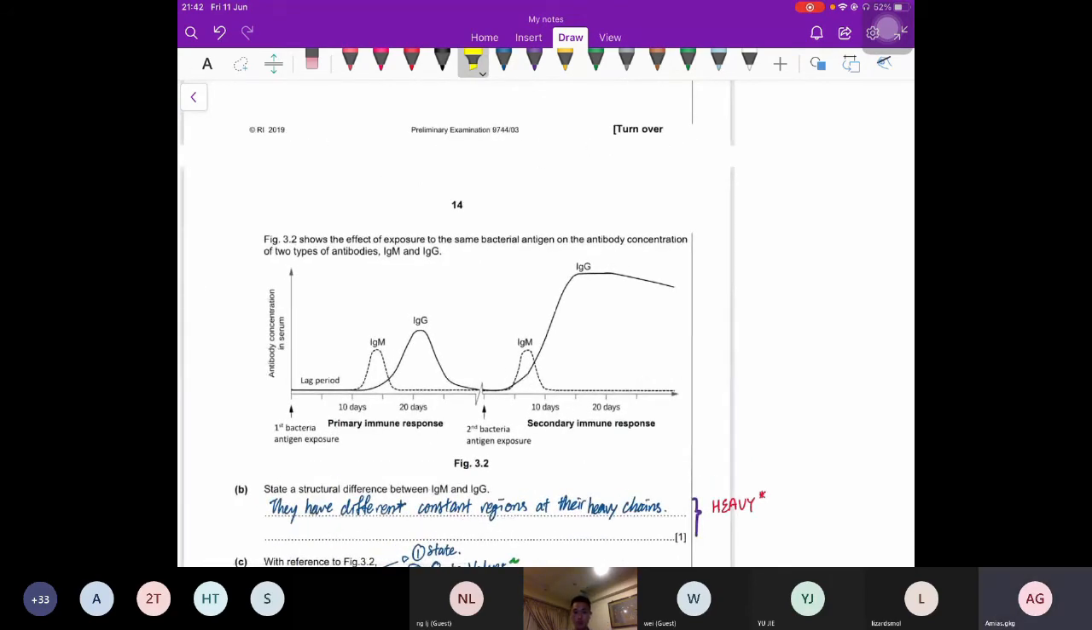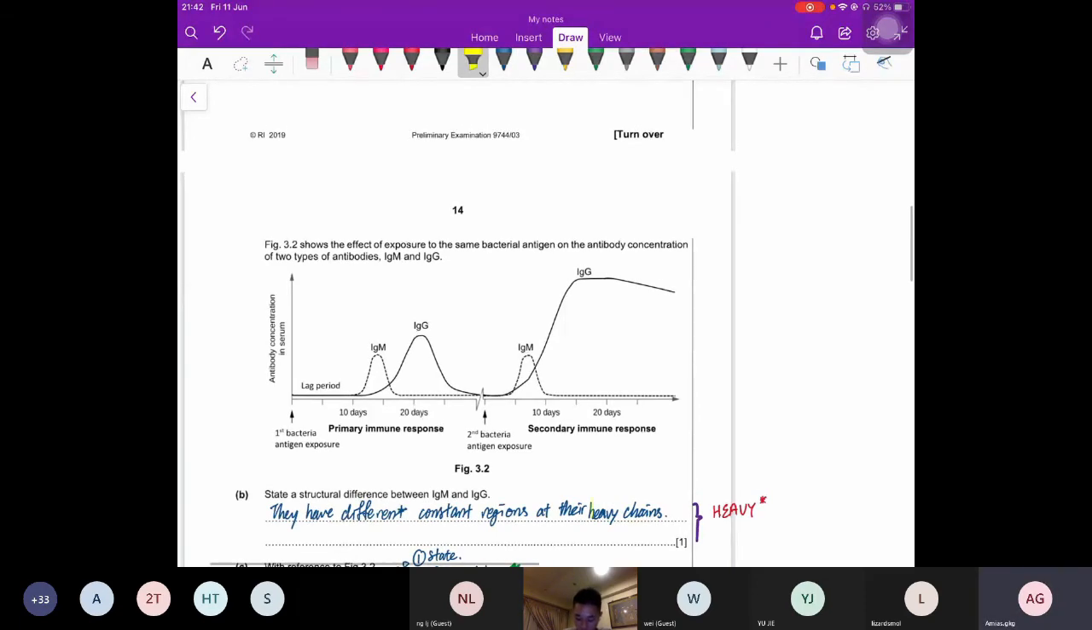Say the structural difference between IgM and IgG. This is very, very simple. Another accepted answer for the structural difference between IgM and IgG is that IgM has 10 antigen binding sites, IgG has only 2, or IgM exists as a pentamer, IgG exists as a monomer. Those are also accepted answers. And then, of course, remember that you have to specify the word heavy, because class switching only refers to the changing of the constant gene segment at your heavy chain gene locus, only at your heavy chain.